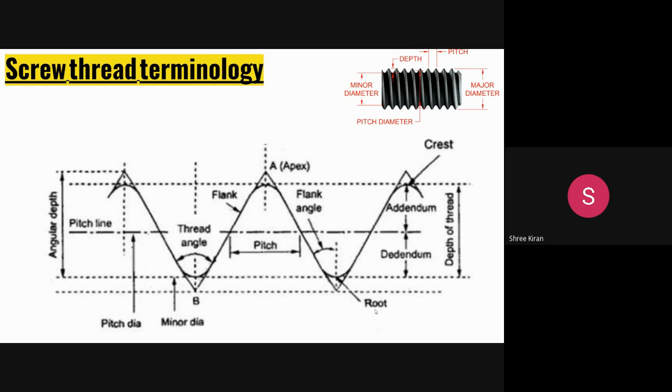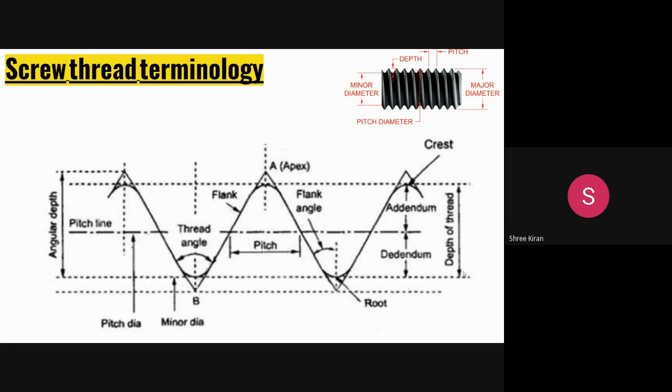It's the bottom surface, mainly generated by the two adjacent flanks of the thread. That's what happens. Then comes the depth of thread. You can see the cursor. Then comes the depth of thread. So what happens to the depth of thread?